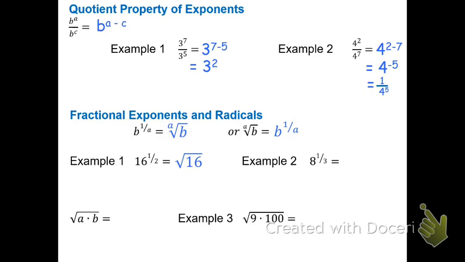Now I know that 16 is also 4 squared, so I can say this is the square root of 4 squared. Here, the square and the square root are going to cancel because they're inverse operations, and it's going to leave me just the 4. The square root of 16 is 4. Notice there's no more radical.